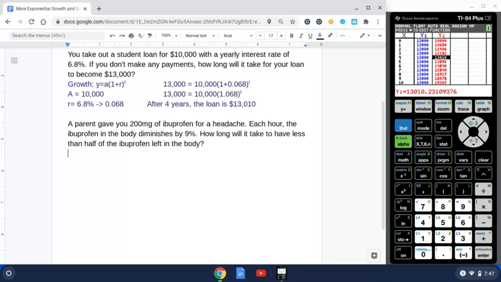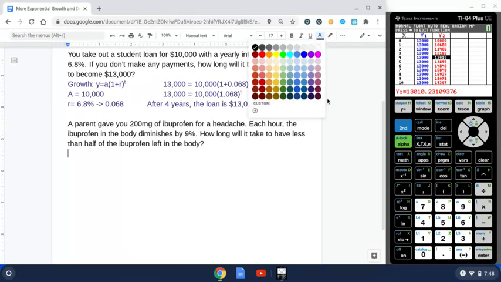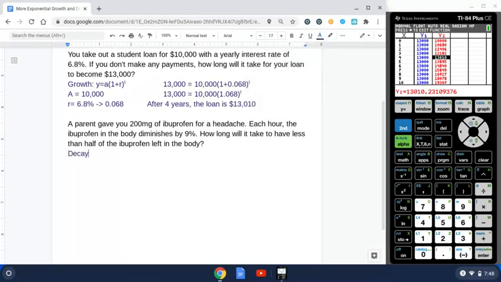So same thing, we have to decide if this is growth or decay. It says each hour the ibuprofen in the body diminishes, so the value of it is going down. So that's how I know that this is decay. So my equation, almost the exact same, just instead of 1 plus the rate, it's 1 minus our rate.